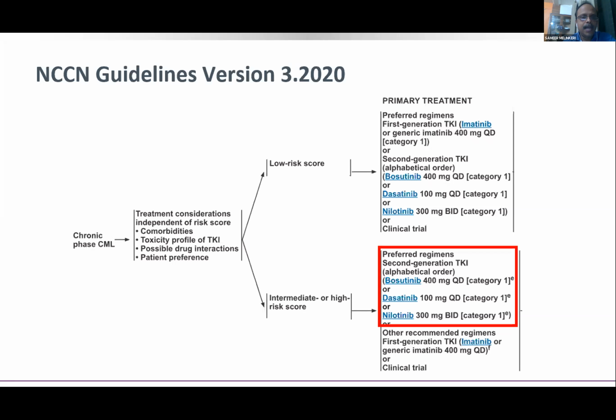As per the NCCN guidelines, is just what I sort of mentioned. If it's a low risk score versus an intermediate to high risk score, with a low risk score, they say you could prefer a first generation TKI, but you could also go on to a second generation. And if it's an intermediate or high risk score, you would prefer to go on to a second generation TKI, and other recommendations could also be imatinib.